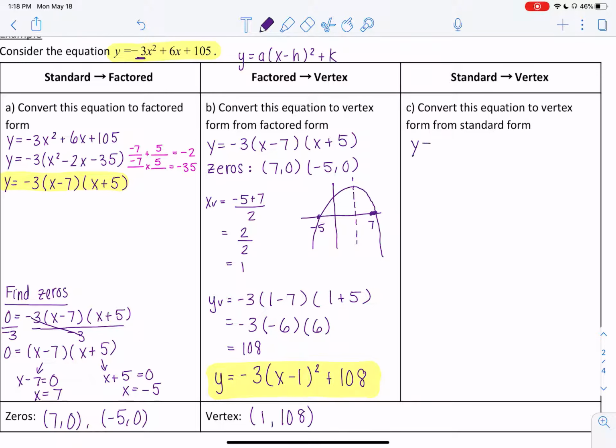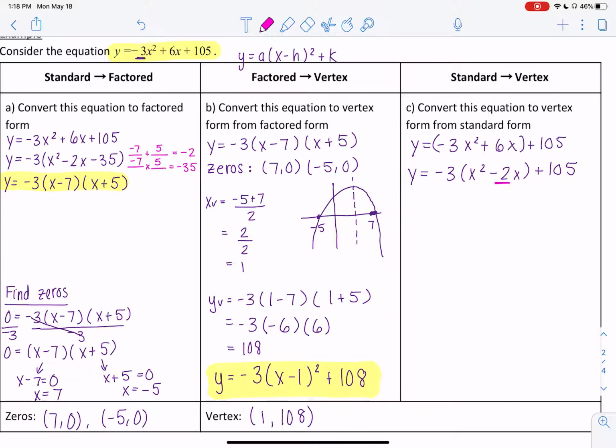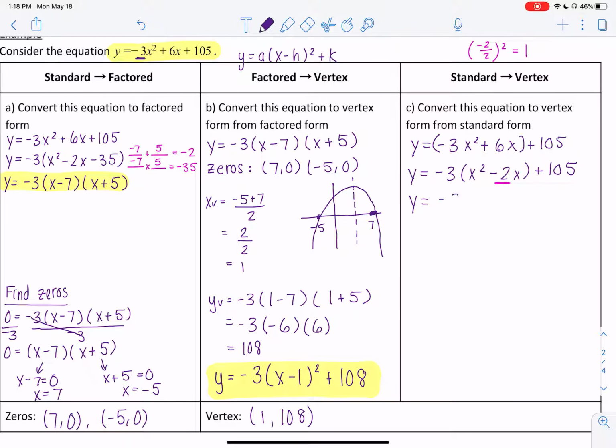So our standard form was y equals negative 3x squared plus 6x plus 105. Our first step is we put brackets around those first two terms and we factor out that first coefficient. And then we need to find that magic number. To do that, we take this value here and we divide it by 2 and then we square it. So in this case, negative 2 divided by 2 is negative 1, all squared is 1. And then we just add and subtract that in the bracket.